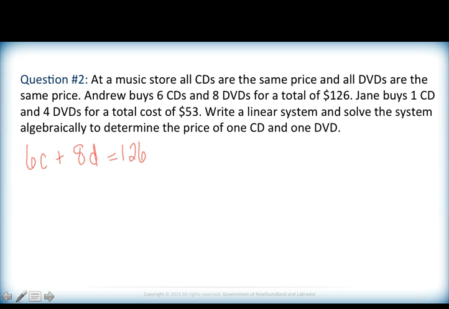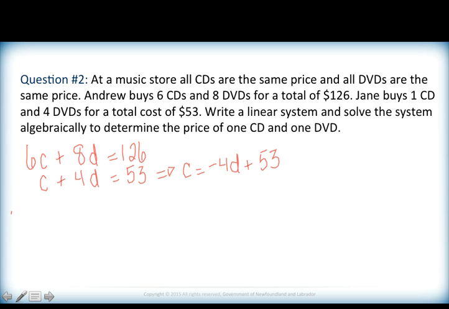Jane, on the other hand, will buy 1 CD and 4 DVDs for a total cost of $53. And I'm going to take that equation and rearrange it for C equals, since that has a coefficient of 1. So we're going to subtract 4D on both sides, and we'll get C equals negative 4D plus 53.